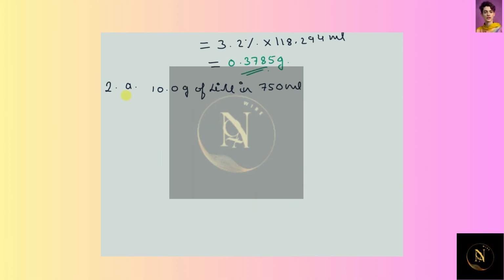Now the second part of the A is to calculate the weight by volume percentage concentration of the lithium chloride. Here we'll be using the same formula. The weight by volume percent is equal to the amount of lithium chloride, which is 10 gram, divided by the volume in ml, which is 750 ml of the solution, multiplied by 100. So here it is equal to 1.33%. Now let's move towards the B part of the question.